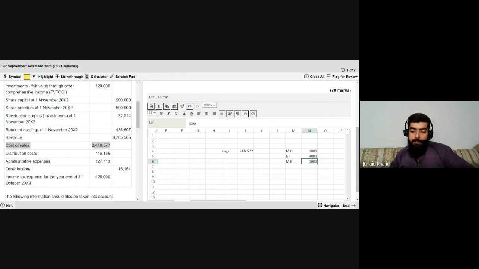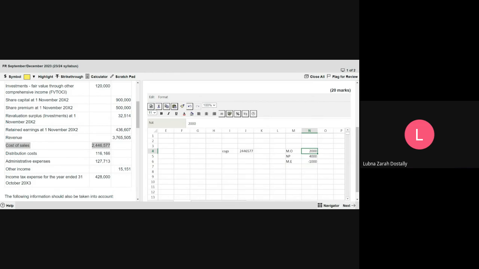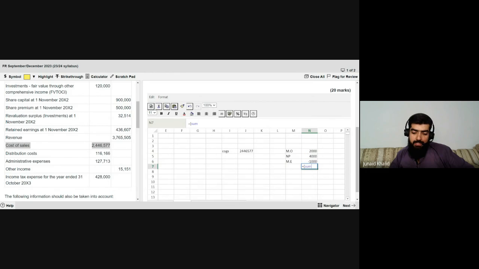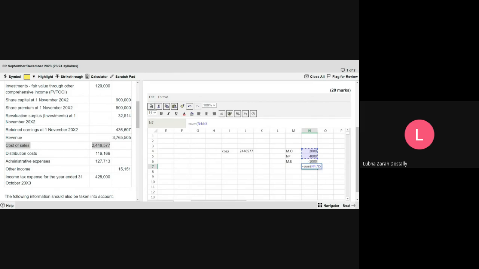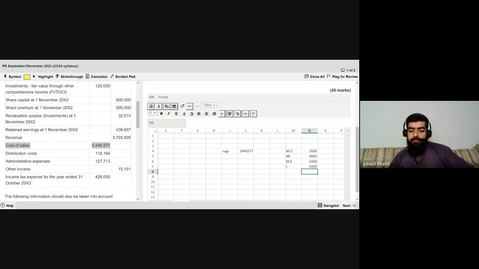Now if I just want to calculate the cost of goods sold, I know that in order to calculate it, there are three main components: opening, net purchases, and ending. So in order to calculate it, we will have a sum of all. So it's 5000.